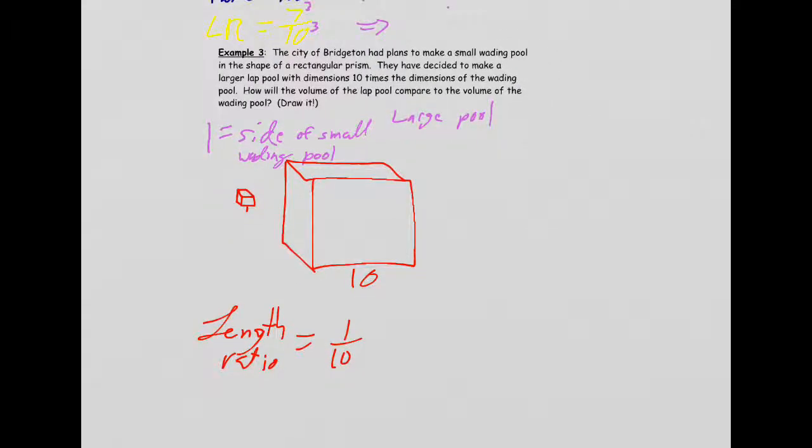Once you know that your length ratio is 1 to 10, you can say that your volume ratio is whatever that is cubed. Well, 1 cubed, it's easy. 1. 10 cubed, 1,000. So that means the small one is going to have a volume of 1, and the large one will have a volume of 1,000.